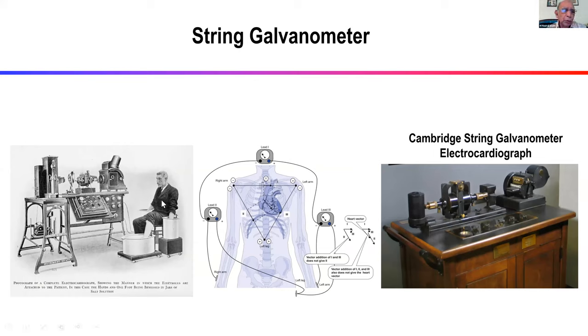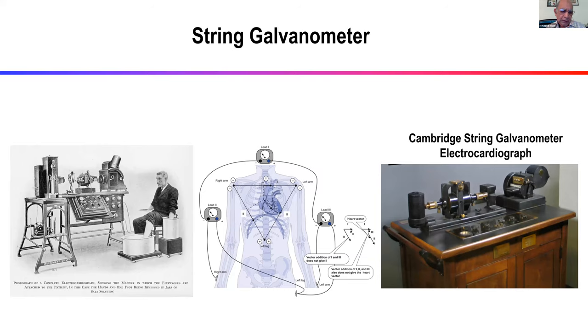Einthoven started his first human recording, and subsequently different types of leads were invented. And this is the typical primary shape of the galvanometer electrocardiography. Basically it was done in Cambridge. So that was possibly the smallest one developed for electrocardiography at that time. Initially it recorded three leads, then six leads, and afterward there were 12 leads.